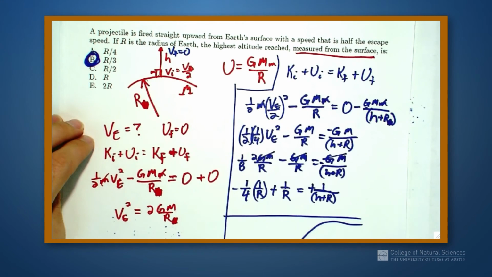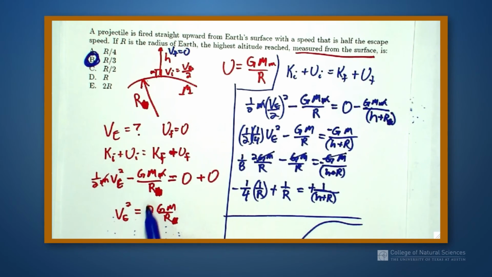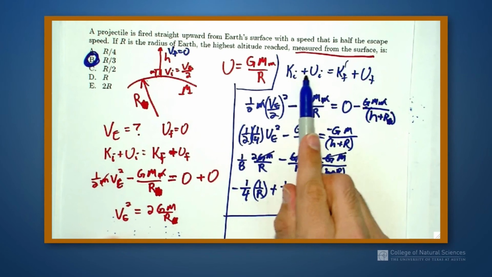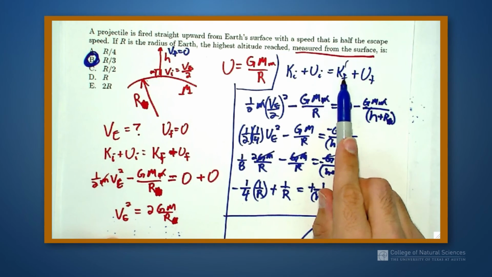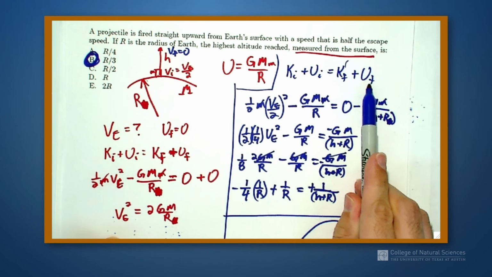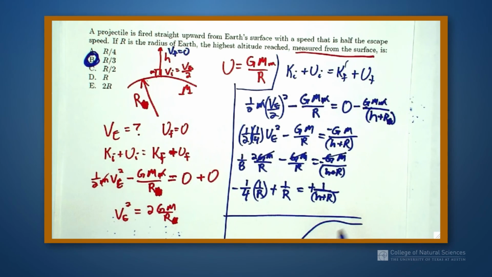So, a pretty easy problem to go through. I needed to figure out what my escape velocity was first, because I didn't know that in terms of the values I needed. But I really solved conservation of energy: initial kinetic energy, initial potential energy. I ended with a final kinetic energy of 0 because I was at the highest point, and I calculated my final potential energy. Then it's just a matter of working through the algebra and not making mistakes.